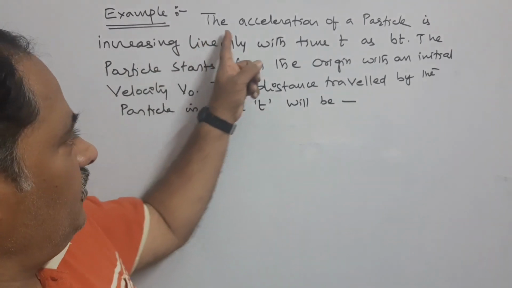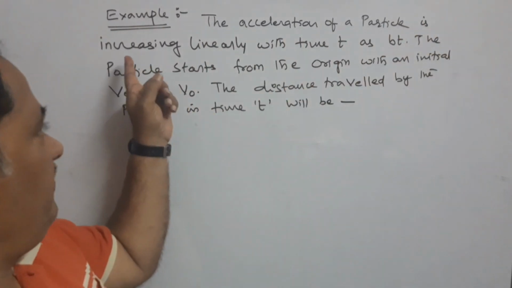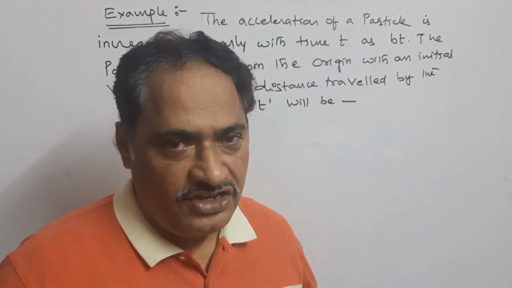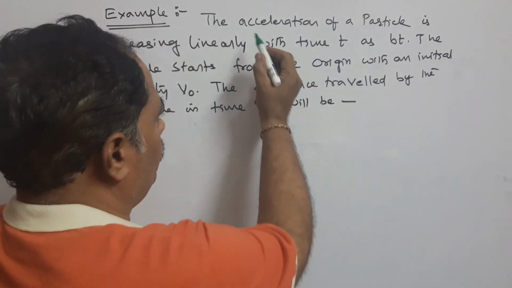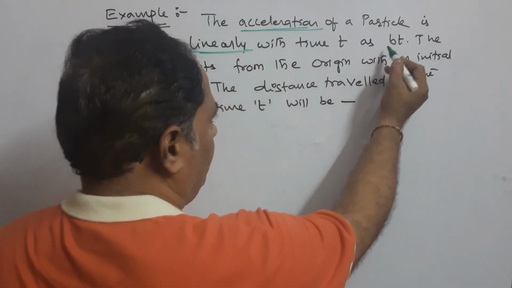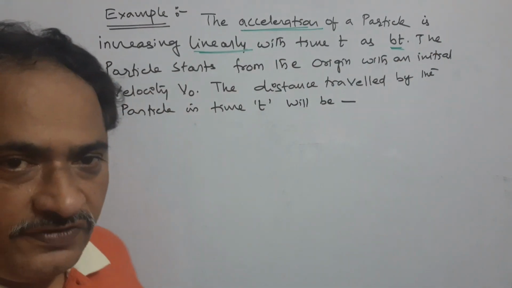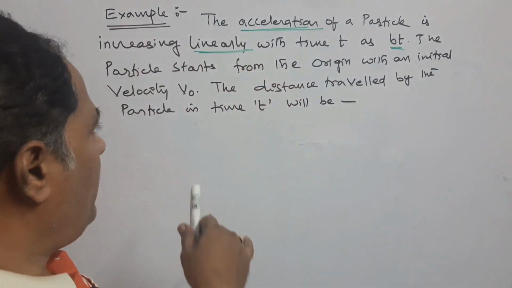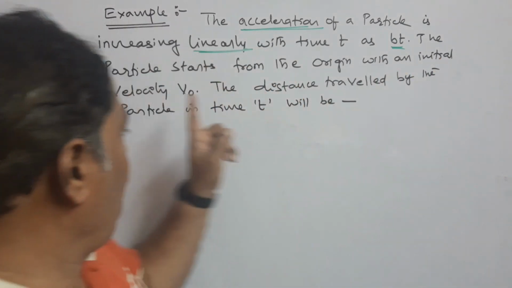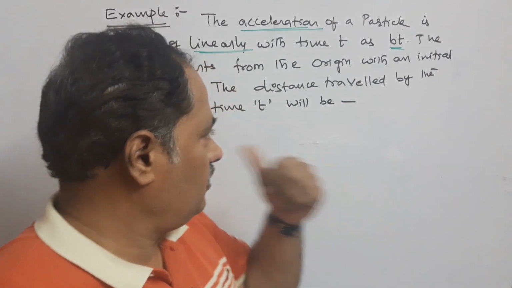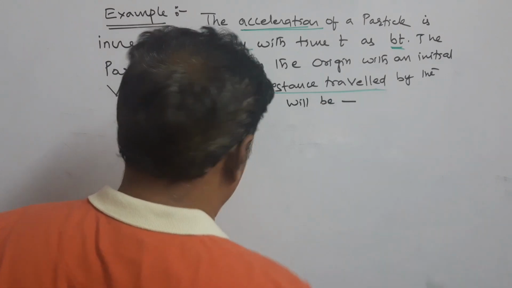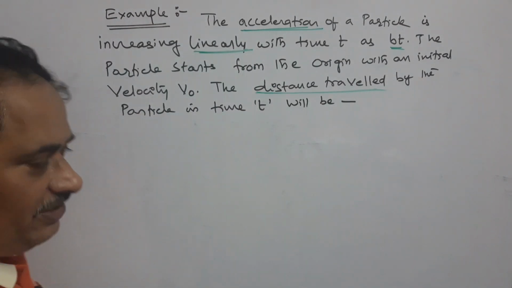this example problem. The acceleration of a particle is increasing linearly with the time t. That means acceleration increasing linearly with t. So the important words are acceleration and linearly with t, as bt. Of course, small b is a constant. The particle starts from origin with an initial velocity v0. Initial velocity is v0. Now you have to find the distance traveled by the particle in time t, which is to be determined.